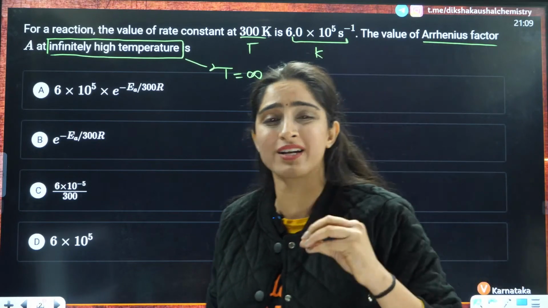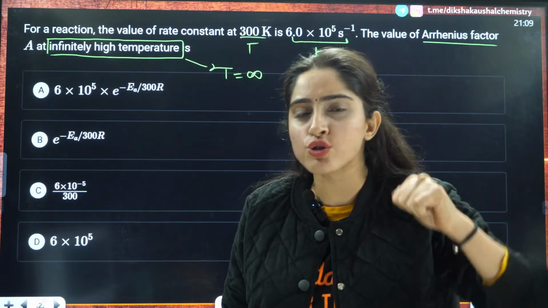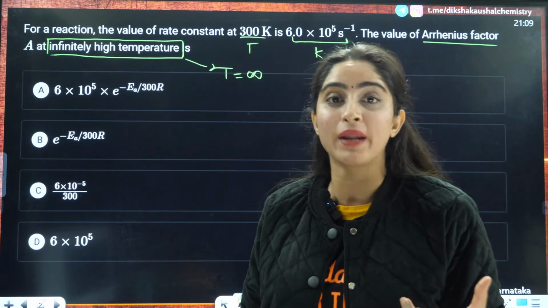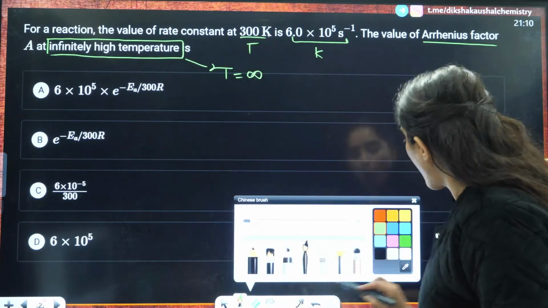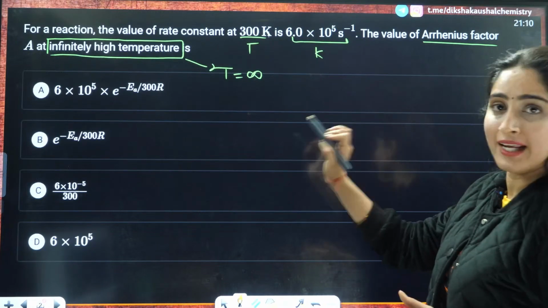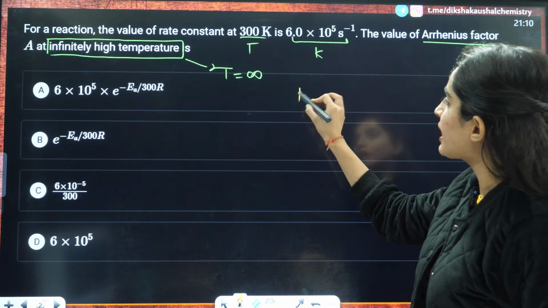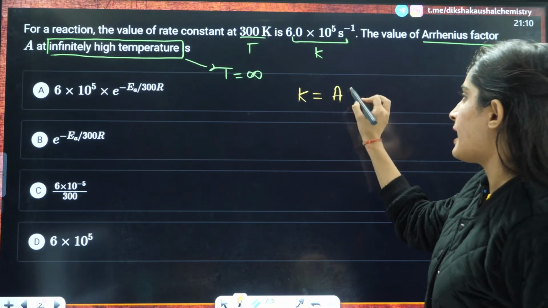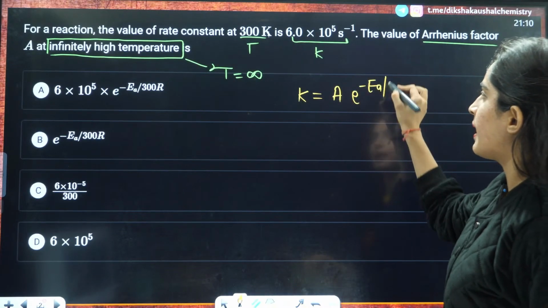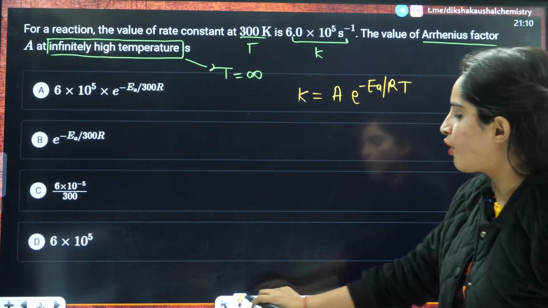So do you know the relation between Arrhenius constant, rate constant, temperature and activation energy? What is that formula? Should I write the formula here for your help? Okay, I'm writing down the formula here. The formula is k = A e^(-Ea/RT). That is your formula.